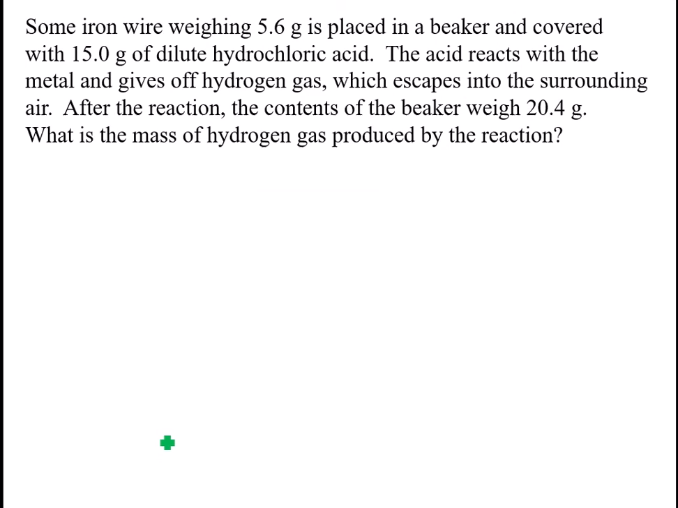So here's the problem. Some iron wire weighing 5.6 grams is placed into a beaker and covered with 15 grams of dilute hydrochloric acid. The acid reacts with the metal and gives off hydrogen gas, which escapes into the surroundings. After the reaction, the contents of the beaker weigh 20.4 grams. What is the mass of the hydrogen produced by the reaction? So basically the mass of reactants must equal the mass of the products. That's what the conservation of mass says.